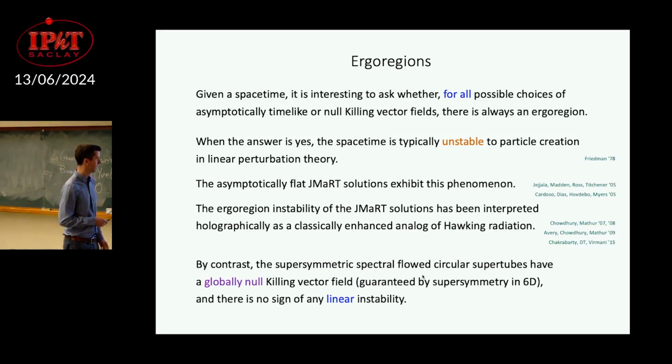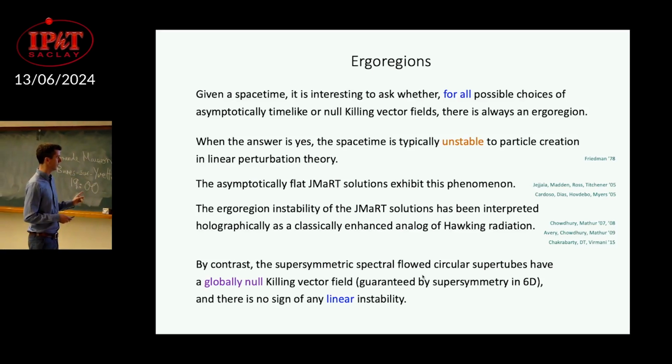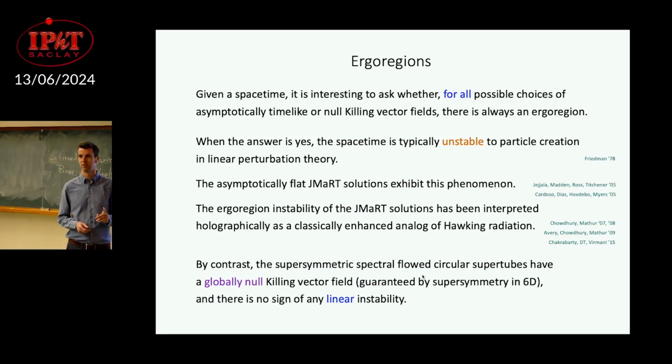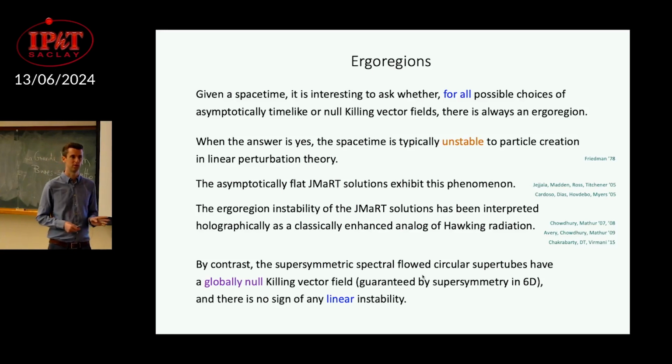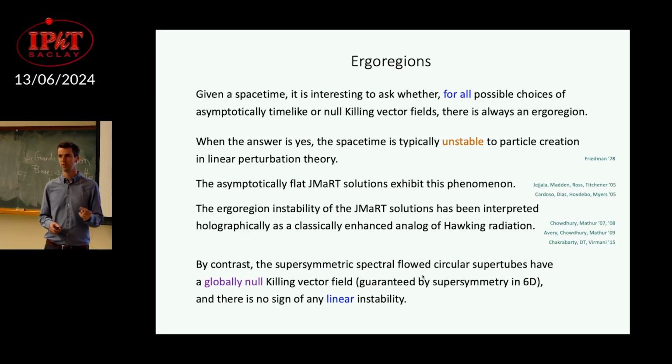Now that was a comment about the instability of non-supersymmetric solutions. By contrast, I'm interested in the supersymmetric solutions and their ergo regions. The supersymmetric solutions are not linearly unstable, and the simplest way to see that is to note that they have a globally null Killing vector field, which is guaranteed by supersymmetry in 6 dimensions. That means there is an infinitely boosted frame with respect to which there is no ergo region. Correspondingly, there's no sign of any linear instability in the background.